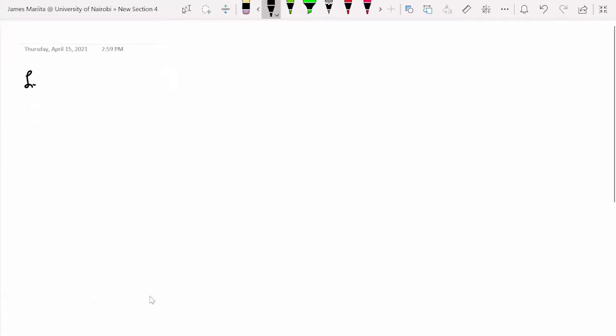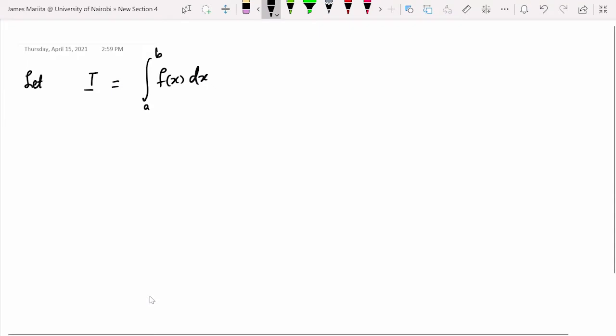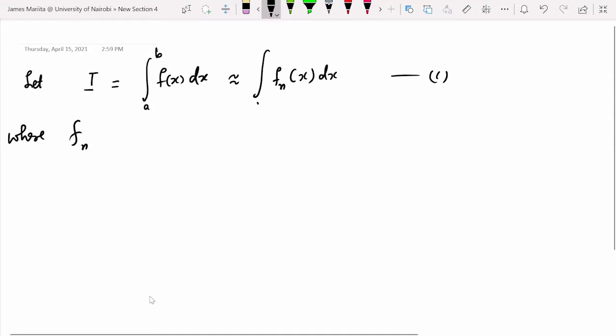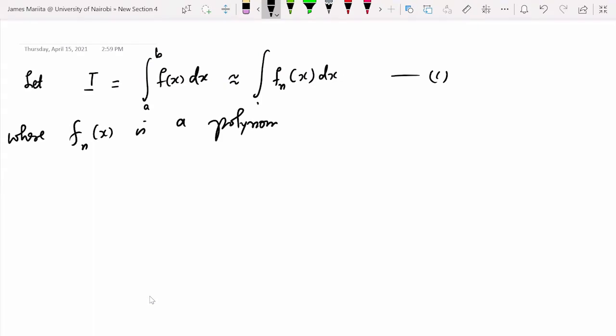Now suppose we have this integral from a to b of the function f(x) with respect to x, then it can be approximated by the integral of fn(x) dx, where in this case fn is a polynomial of degree n. It's a polynomial of degree n.